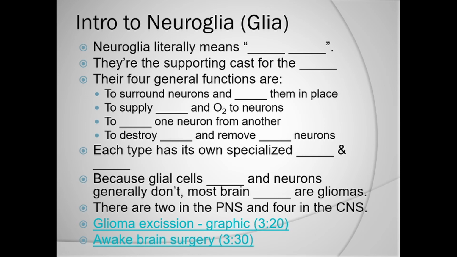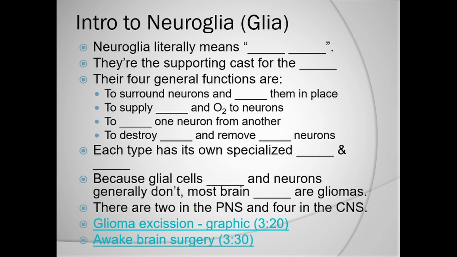They have 4 general functions. Now each one has its own specialized structure and function, but overall, if we wanted to look at the functions of the glial cells, I tried to narrow it down to 4 general functions: to surround neurons and hold them in place, to supply nutrients and oxygen to the neurons, to separate one neuron from another, to destroy pathogens, and remove dead neurons.